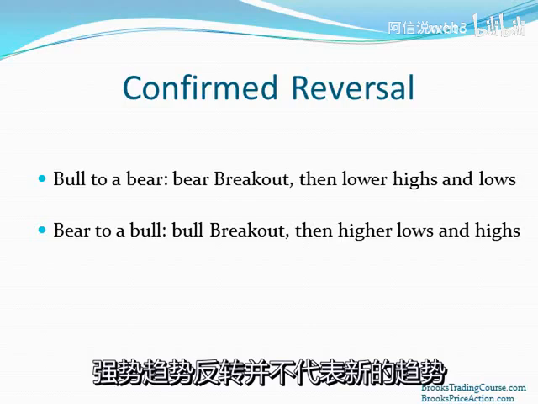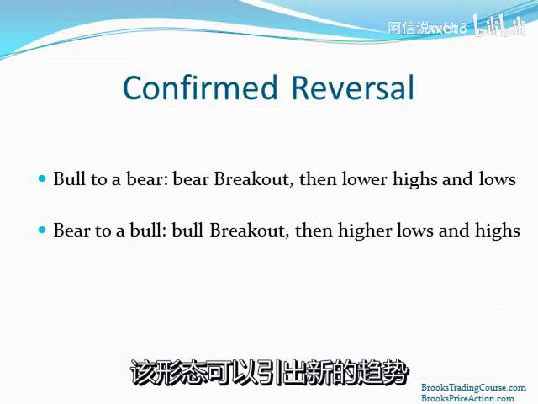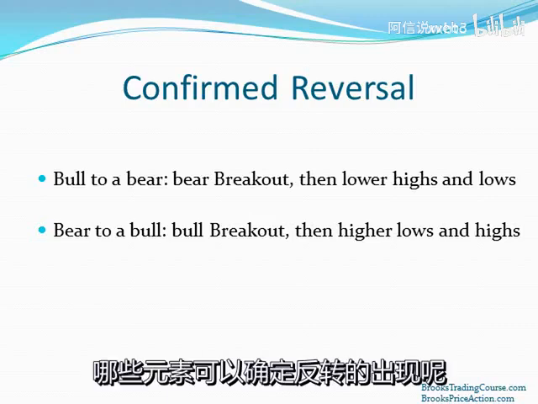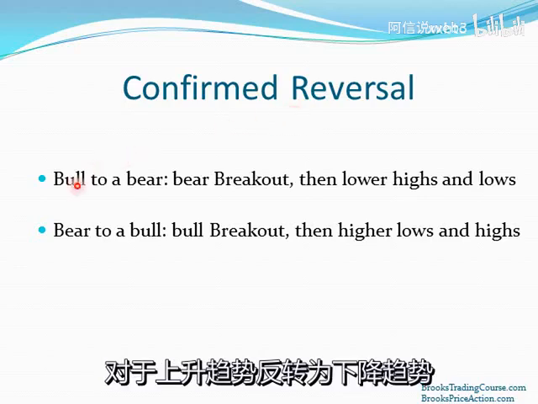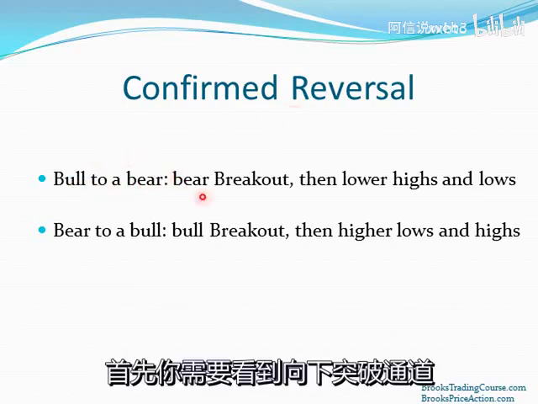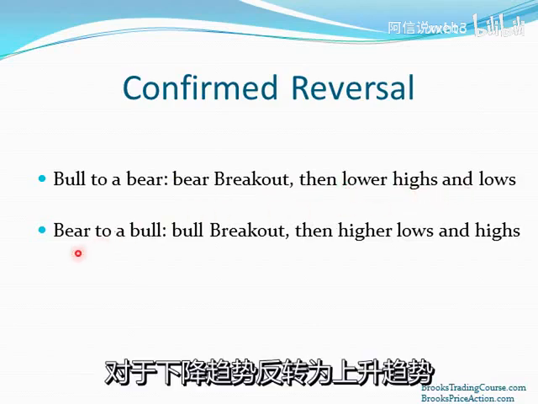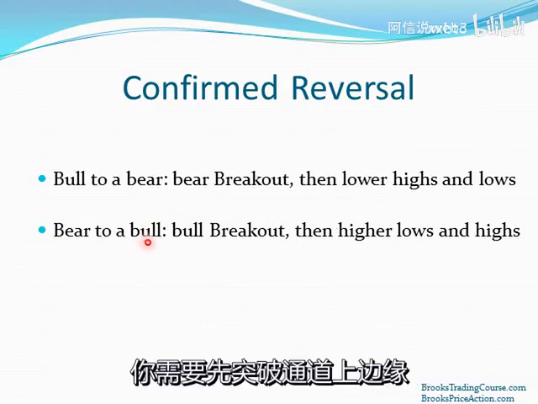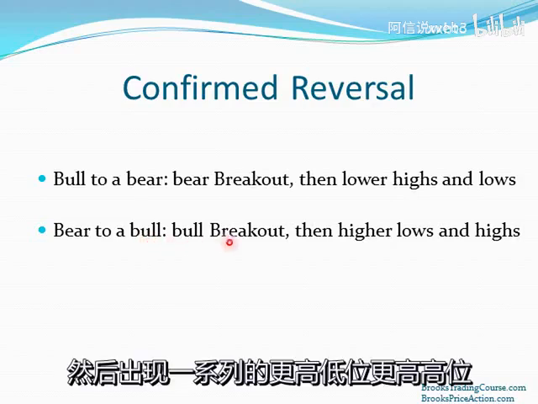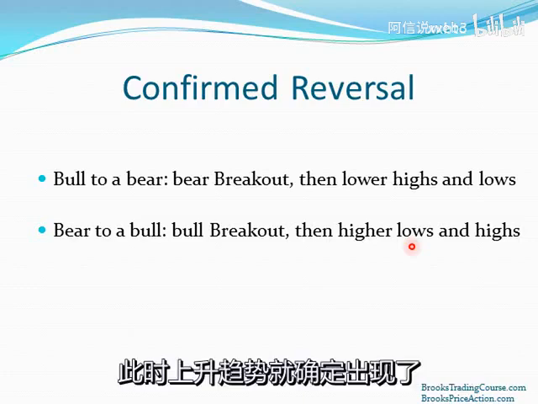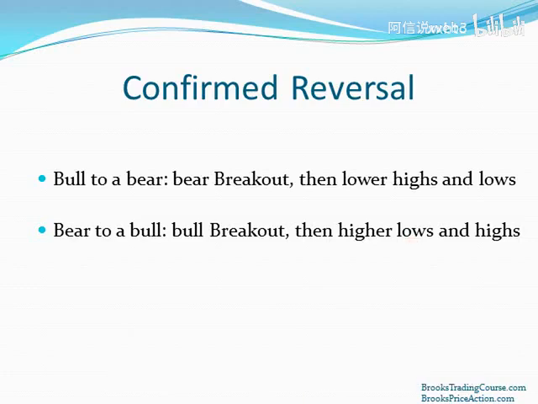The major trend reversal does not confirm a new trend. It's the setup that can lead to a new trend. What's required to confirm that a reversal has taken place? If you're talking about a bull trend to a bear trend, you need a bear breakout of the channel and then a series of lower highs and lows. And if you have a bear trend and it's converting into a bull trend, you need a break above the bear channel, and then you need higher lows and highs. And at that point, you have a bull trend.